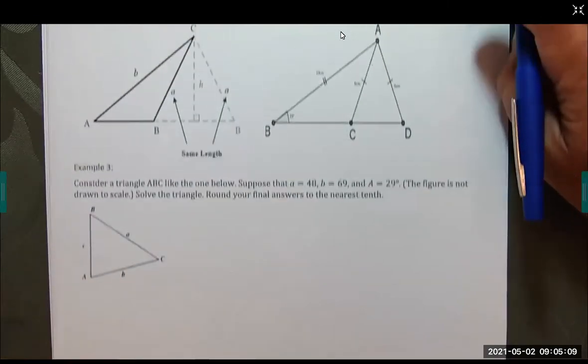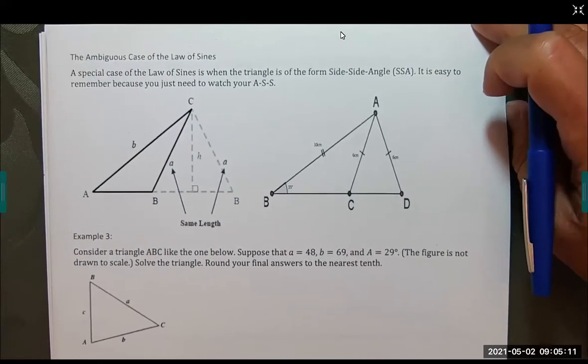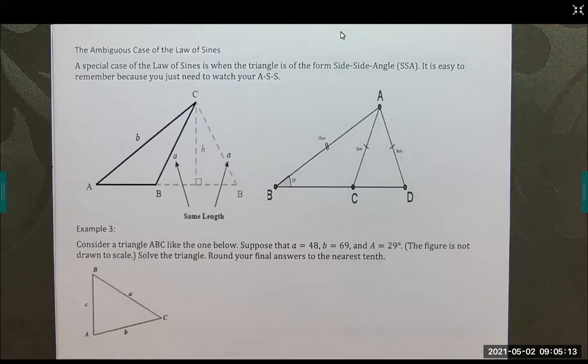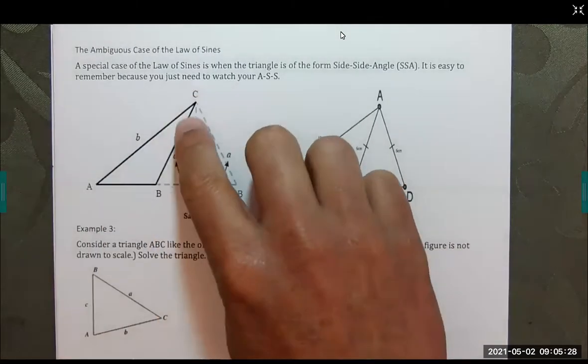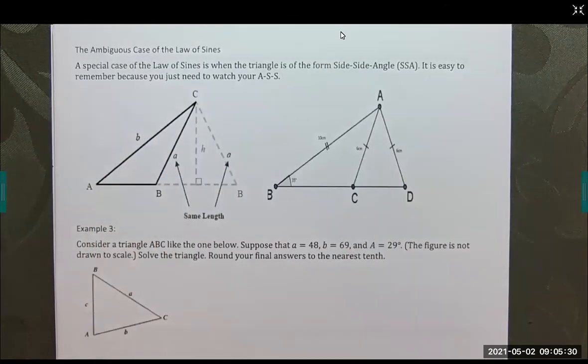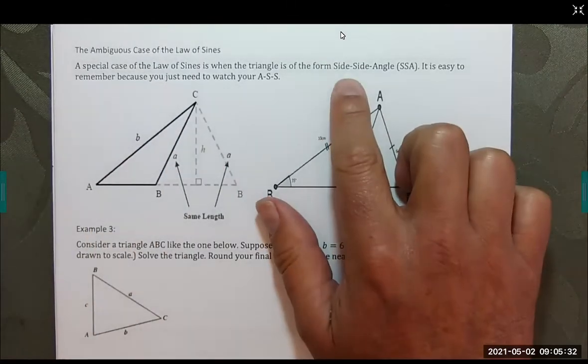All right, so now we're to the kind of big deal: the ambiguous case of the law of sines. Here's the thing. Because sine is positive in both quadrants 1 and 2, we can end up with an ambiguous case, meaning given some information, we may end up with two different triangles with the same original information. This only happens when we get a side-side-angle.